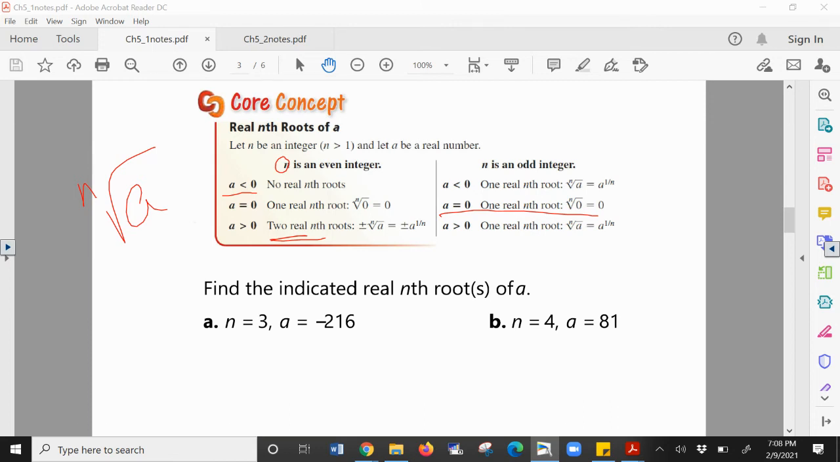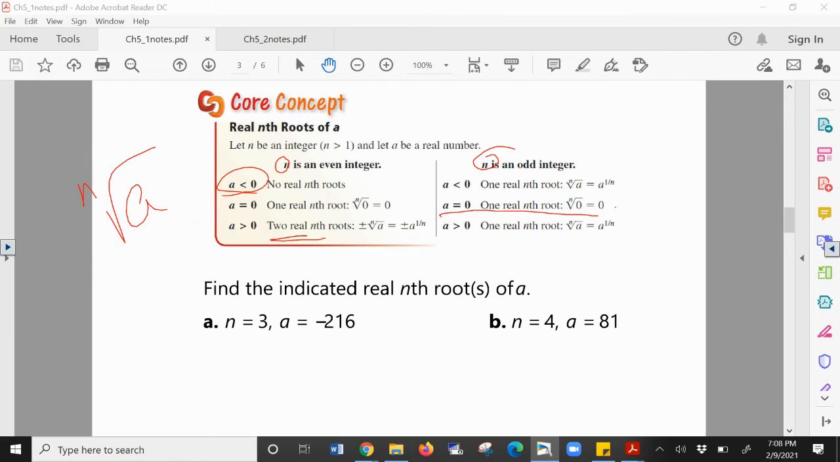The important thing here is that if you take the nth root of a negative number and the n is even, it's not going to give you an answer that's a real number. Whereas if you have an odd number for n, like a third root or a fifth root, you're always going to have one answer, or it's going to be 0, which is one answer as well.